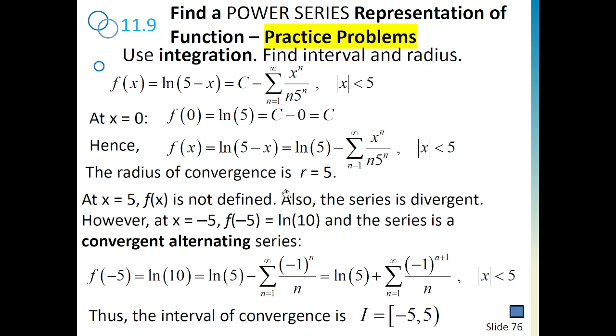So I have the function is ln 10, and then here I have ln 5 and I have a convergent series. So that means that at x equal negative 5, the function is defined, it's cool, and the series is convergent also. Therefore, the equality holds also at minus 5. So the interval for which this thing is equal starts from negative 5, including negative 5, up to 5, but excluding 5.